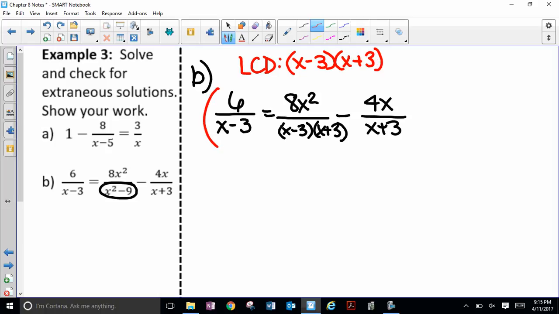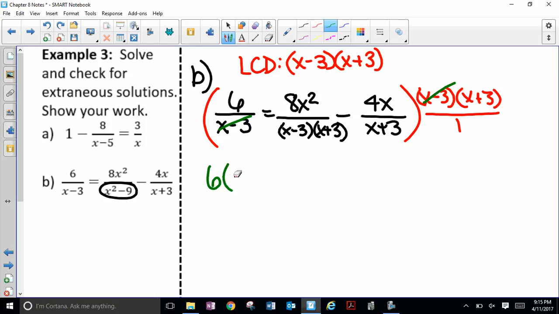All right, so we take this whole thing and we're going to multiply it by the x minus 3 times x plus 3, and keep in mind this is over 1, so that diagonally things will cancel. Okay, so this times the first one, the x minus 3 cancels, so I'm left with 6 times that parenthesis, x plus 3. Bring down your equal sign. And I'm just erasing this because this is still present. You still have to have this for the next fraction.